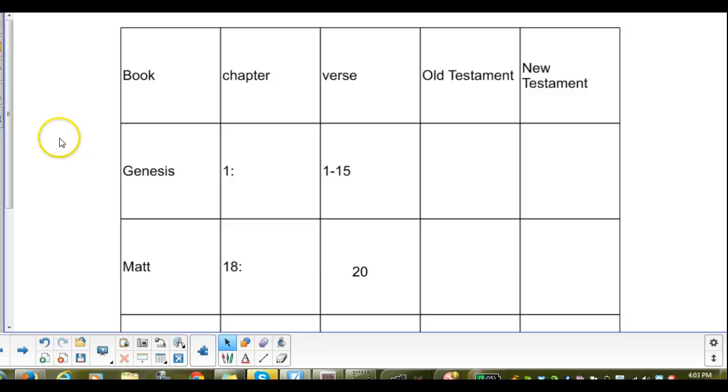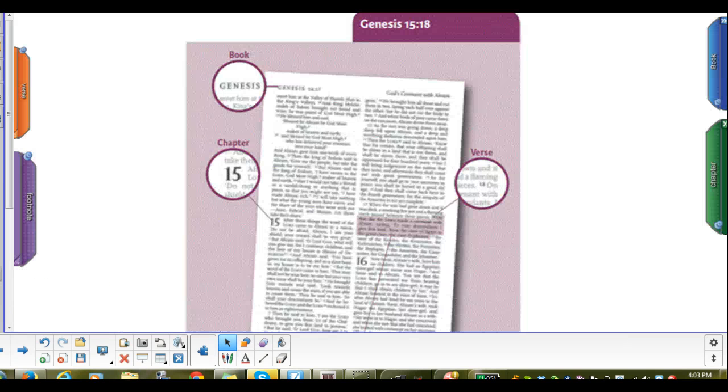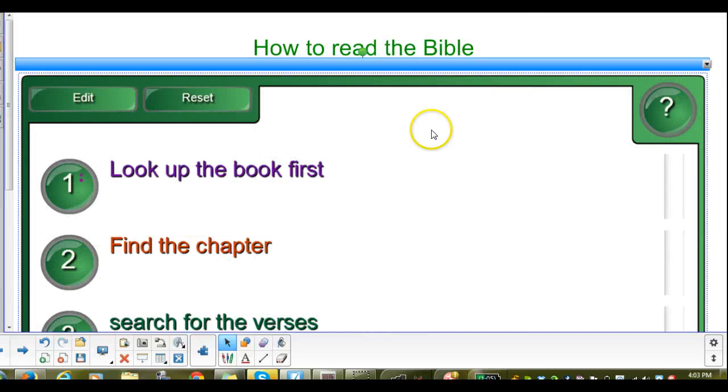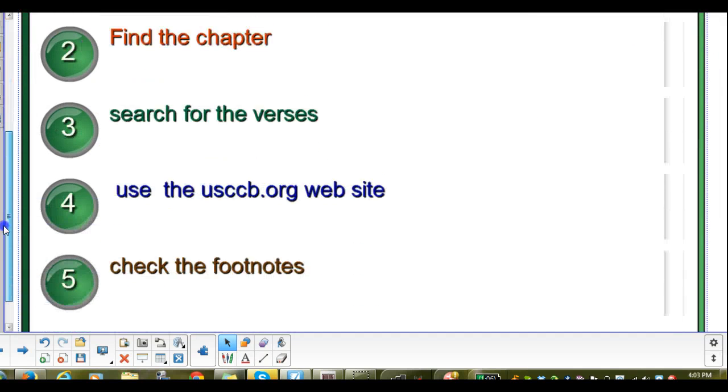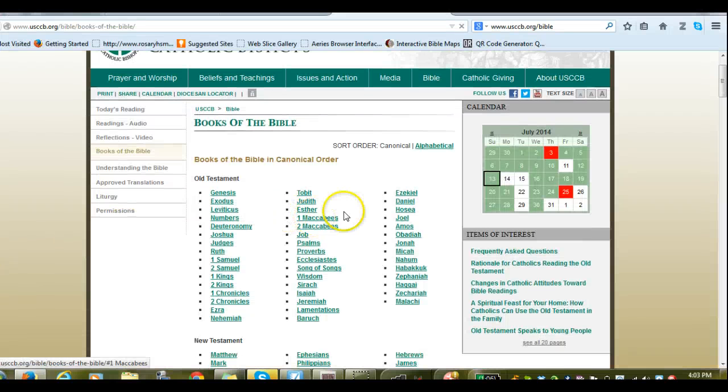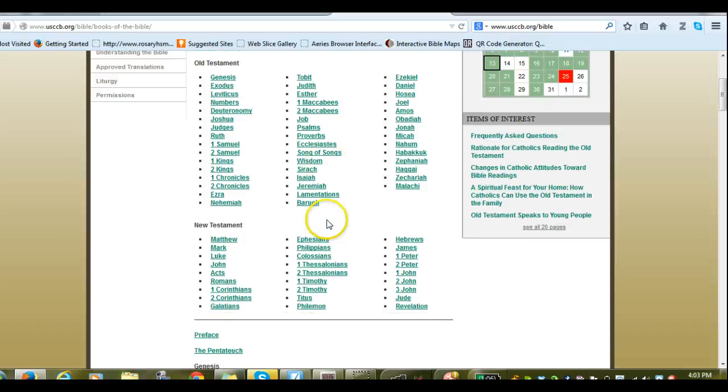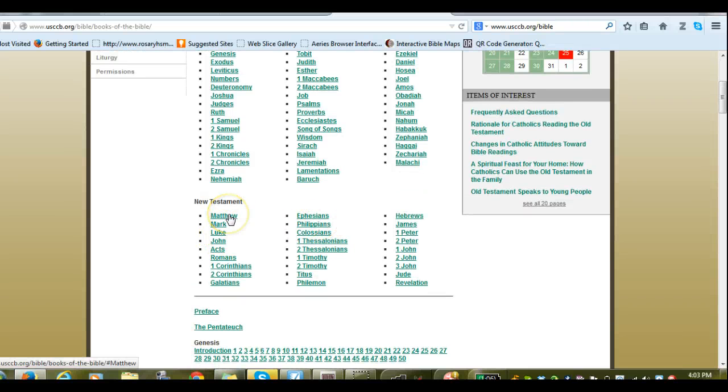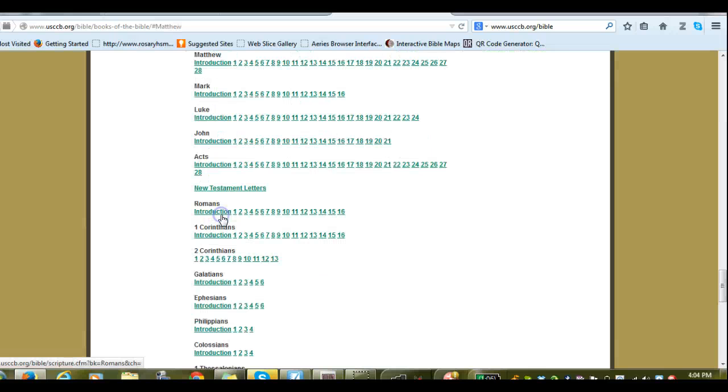Now, we're going to do these in class together. You're going to fill it out, but let's do one together. We're going to go to Matthew. Now, Matthew is the gospel, so is it going to be found in the Old Testament or the New Testament? Let's look. I'm going back to my link. Let's scroll down. Here's my link. And I'm looking for Matthew. Matthew is the gospel and it's in the New Testament because it tells us the story of Jesus.